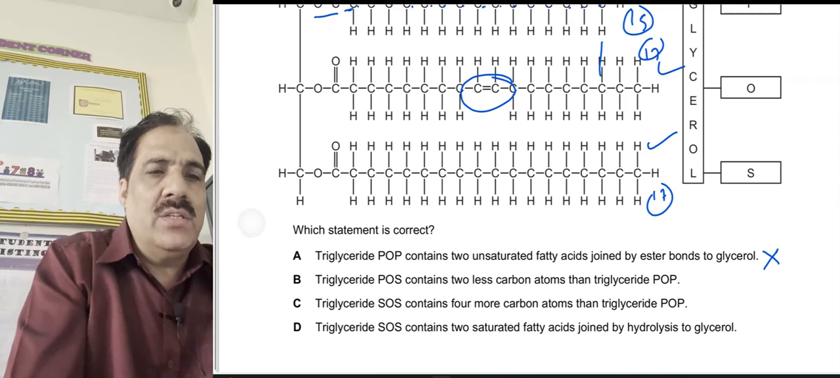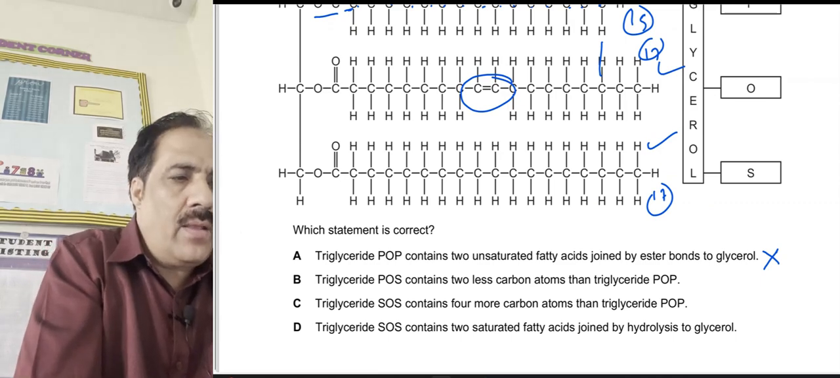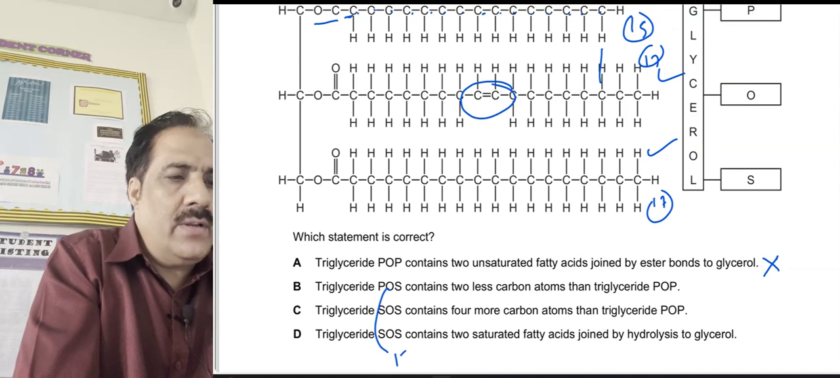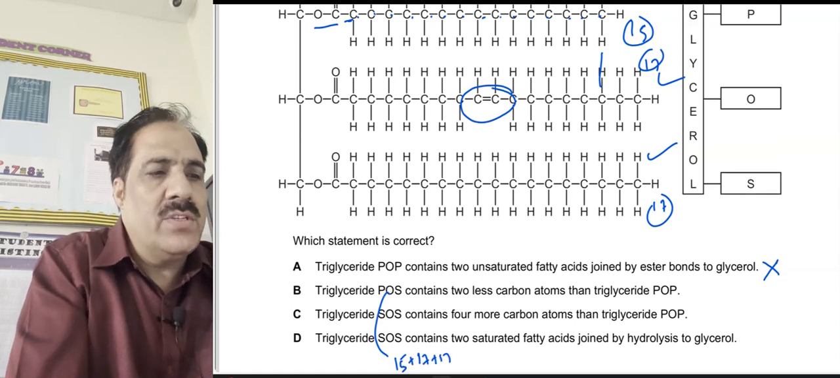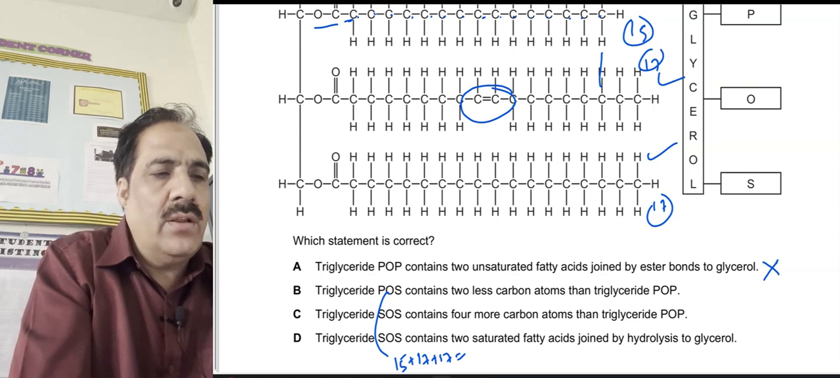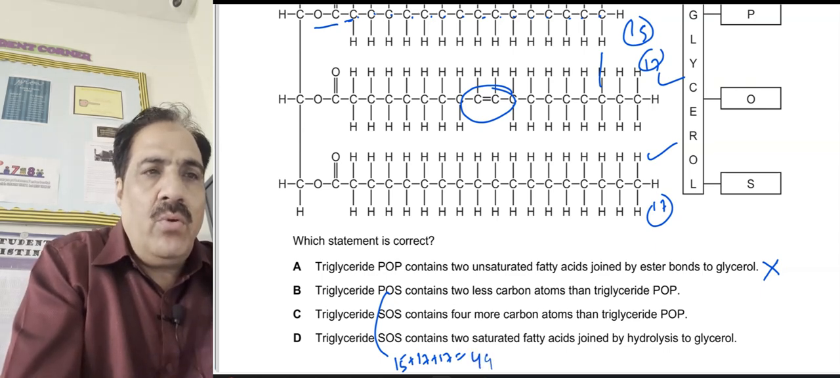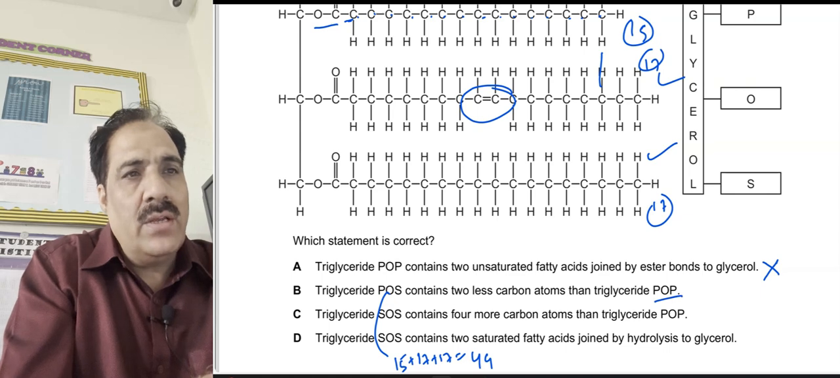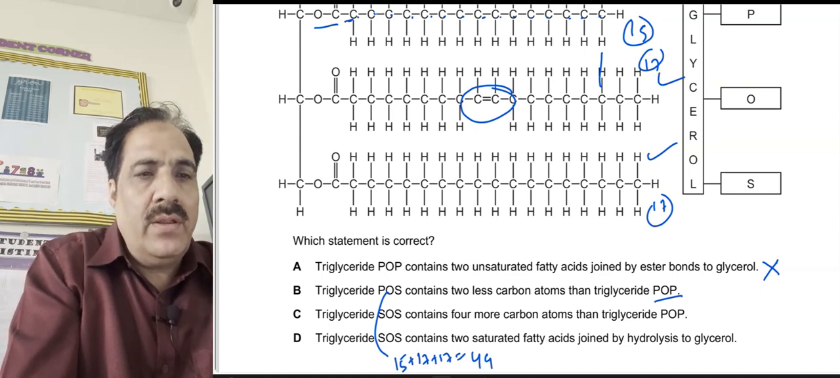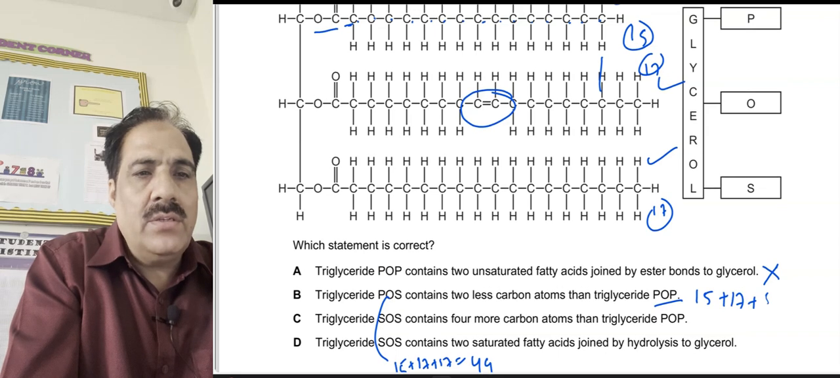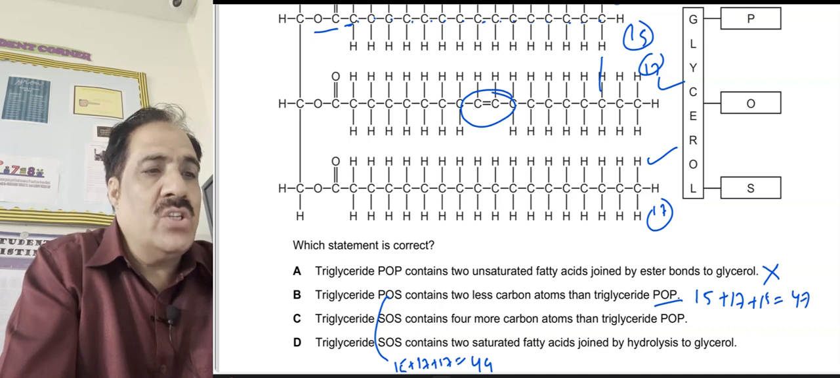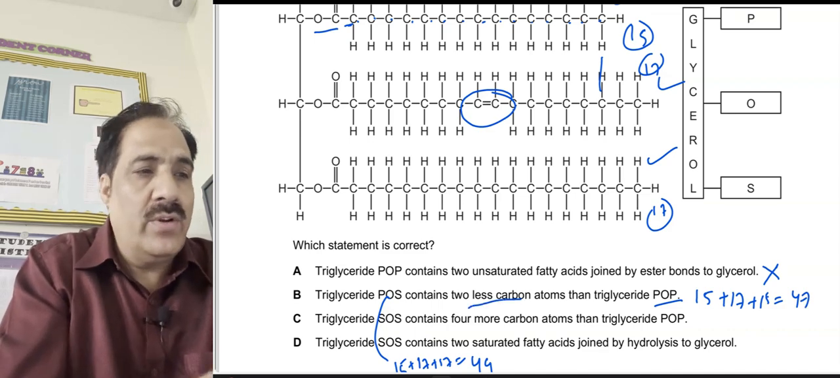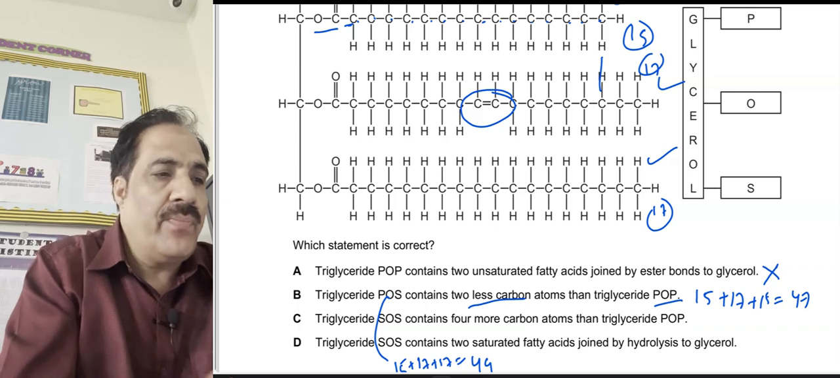So POS means 15 plus 17 plus 17, which means 17 plus 17 is 34, 49. And POP means P was 15. So this means 15 plus O is 17, again 15, which means 47. So there is a difference. So triglyceride POS contains 2 less, no, it contains 2 more. So that means this option is also not correct.